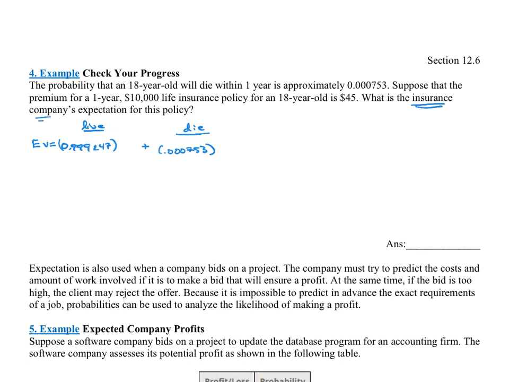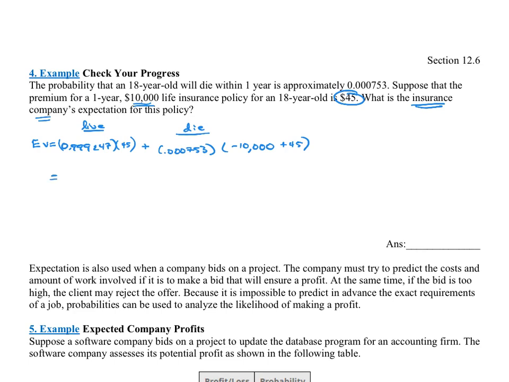Okay. So now we need to consider, if they live, what did the insurance company, again, this is the insurance company's expectation. So what did the insurance company make? Well, they guaranteed if they live, they made that $45 from that person. Okay. If they die, what happened? Well, it's a $10,000 policy, so the company lost $10,000. But don't forget, even though they lost the $10,000, they did make $45 off of that person.